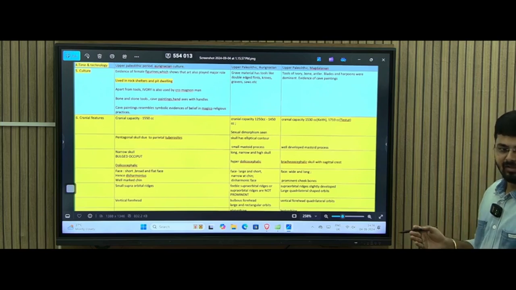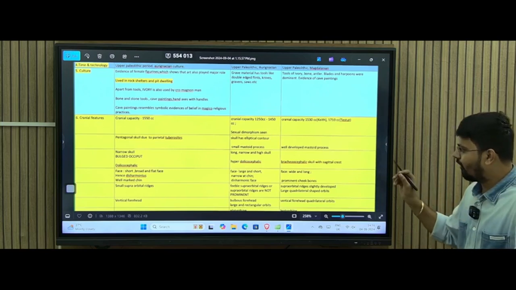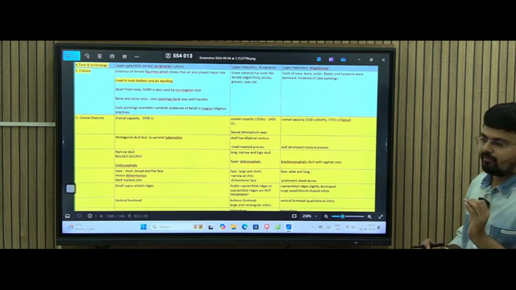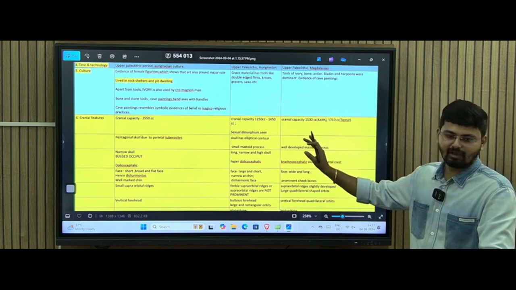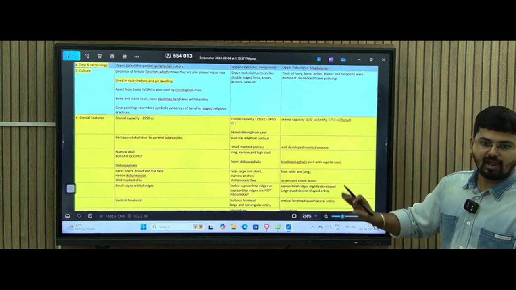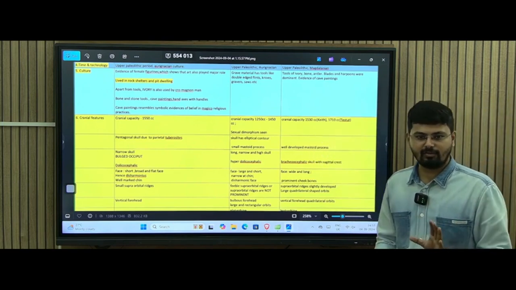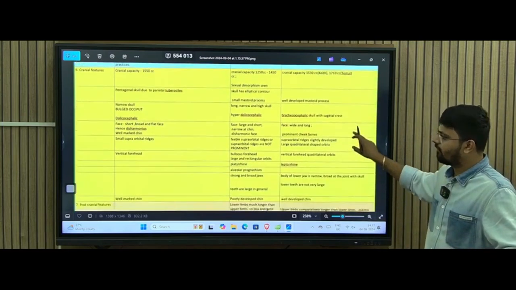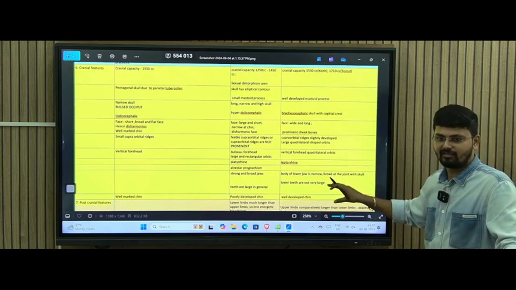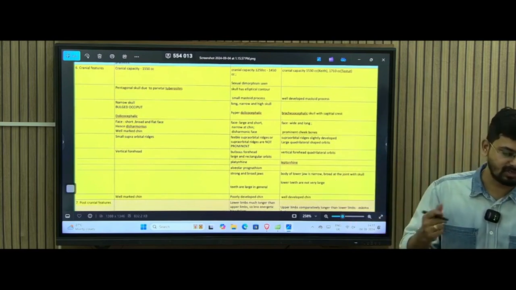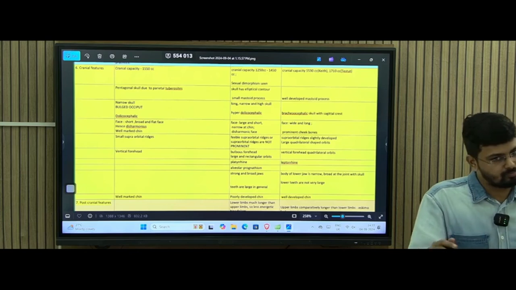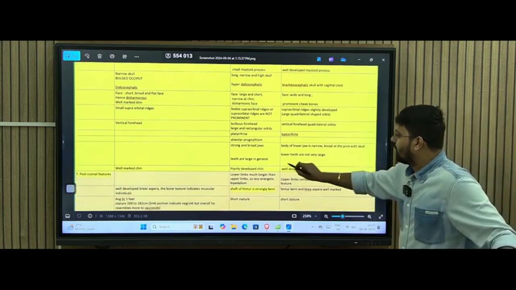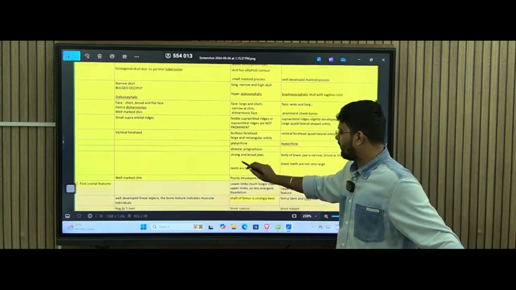But one thing you can remember here is that with respect to culture, with respect to cranial capacity, and where they have been found, what fossils they have been found, some differences you can remember easily, but the rest of the features, without going into the minor details, it is not possible. So this picture I'll be uploading, so you can download it.